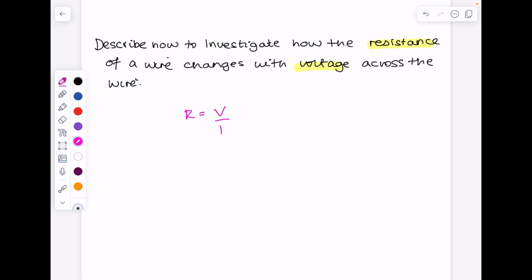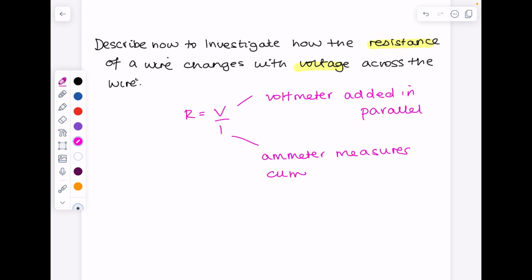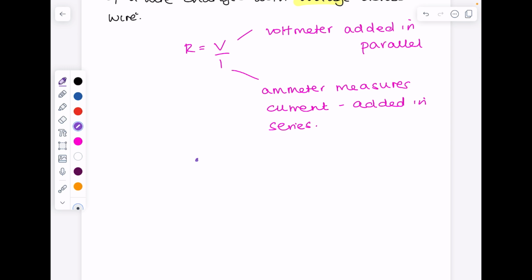So what do we need to add to our circuit? Well, we need a voltmeter to measure the voltage or potential difference, and do remember that that needs to be added in parallel to the circuit, so as a separate branch. And then we need an ammeter, which measures current, and that's going to be added in series, so part of the main circuit. Let's draw the circuit itself. So here is my wire. I need a power supply, so I've added a cell to include a variable resistor.